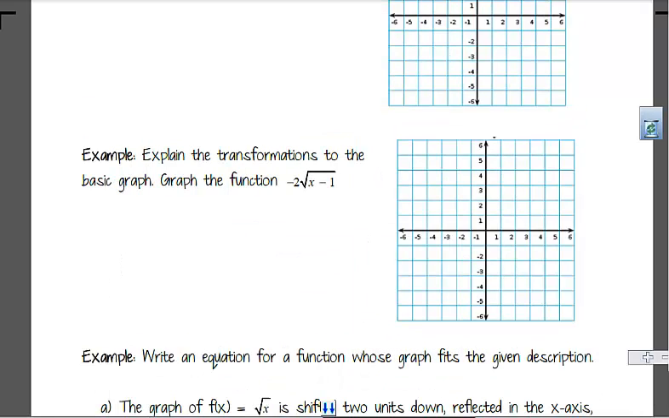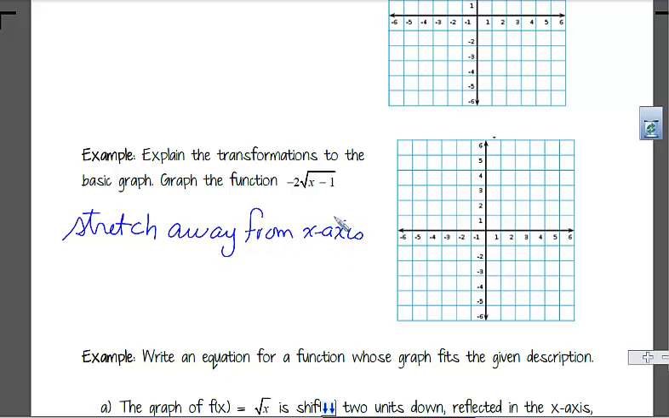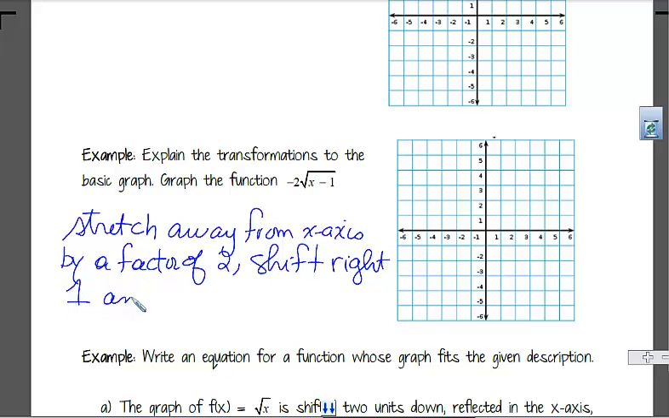Okay, what's happening? Okay, we're going to stretch away from the x-axis, by a factor of 2. What else is happening? Okay, we're going to shift right 1. Is that it? Not down 1. Not up 1. Not up or down. Not left. We already talked about right. We're reflecting. We've got a negative on that 2. So it's going to have to reflect across the x-axis. Okay, all 3 of these things.